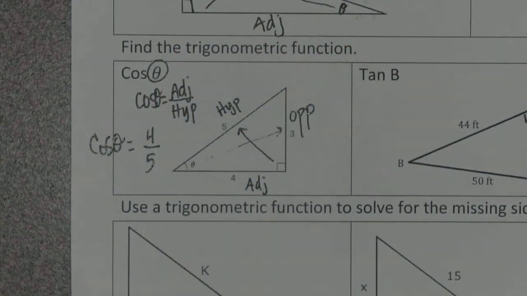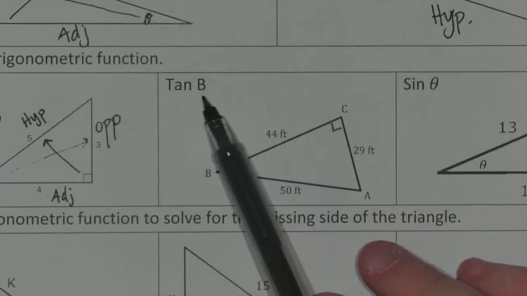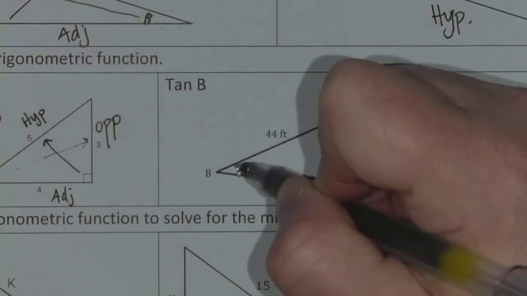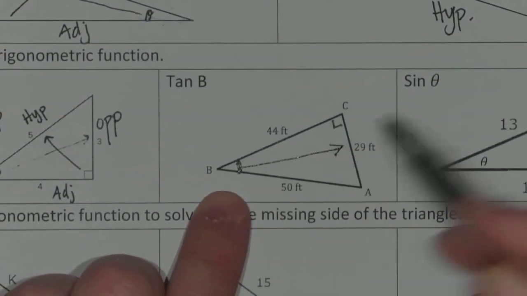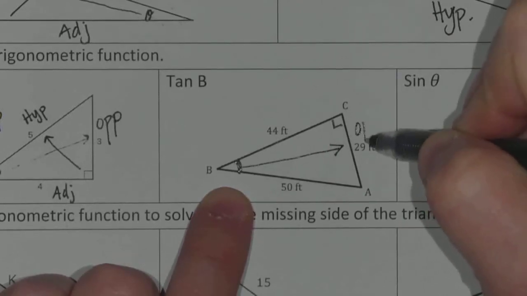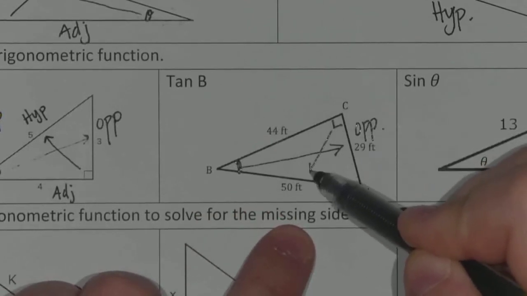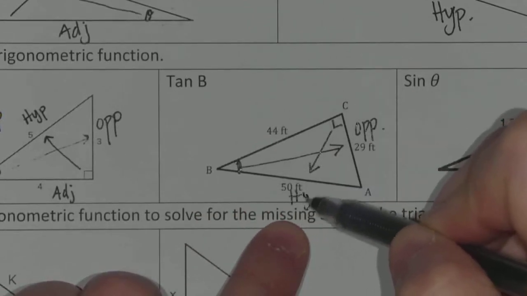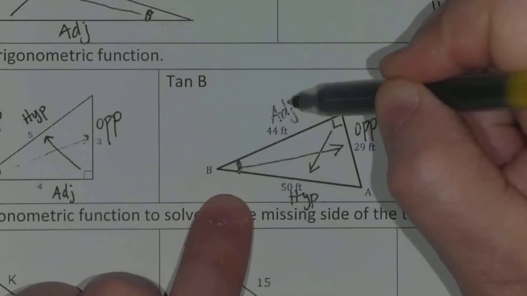Questions on how I got that? All right, next problem then. Ask me to find the tangent of B. So what angle does it ask me to look at? Angle B. So I'm going to go and label my triangle from this angle right here. So clear over here, the one that doesn't make up that angle is going to be my opposite. The one that's opposite the right triangle is going to be my hypotenuse. And that leaves the last one to be called the adjacent.